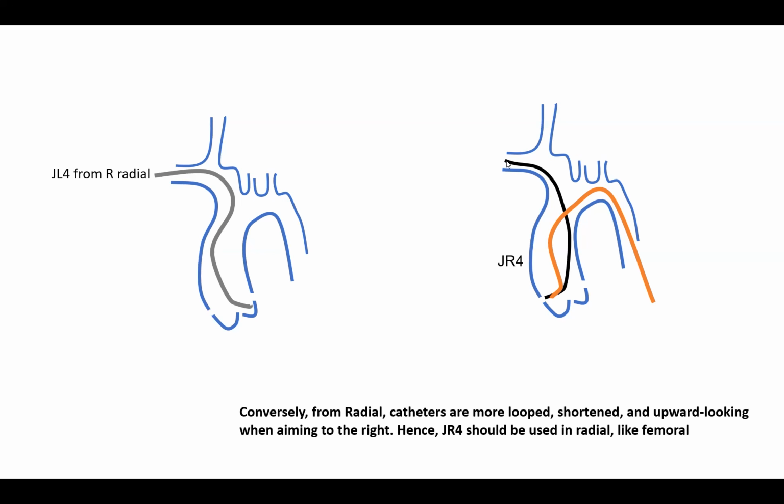However, when you're going to the right coronary artery, when you're looking into the convexity of the aorta, the catheter is no longer elongated. It tends to be looped and shortened and upward looking. That's why, for example, to engage the right coronary artery, we need a Judkins right 4, not shorter than Judkins right 4. So we use the same catheter size from femoral or radial. Even some books recommend Judkins right 5, simply because to the right coronary, you're looped and shortened and more upward looking. But Judkins right 4 is what I use almost always.